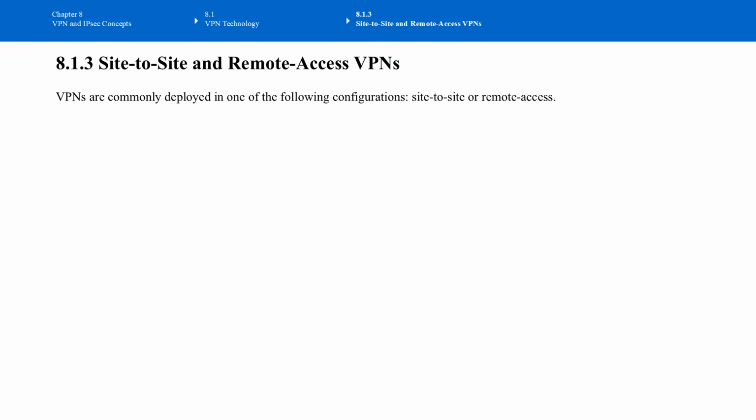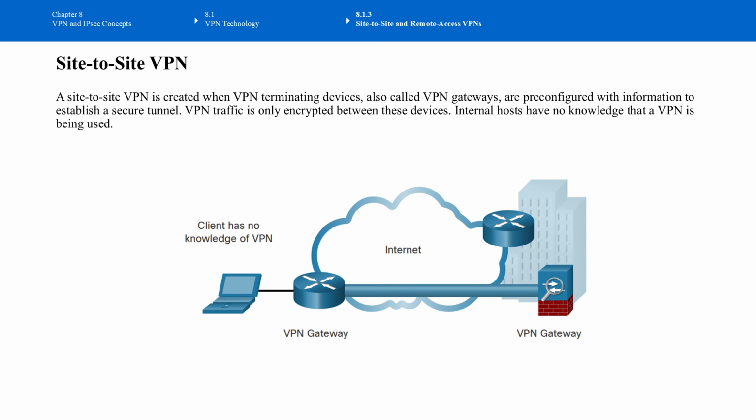Organizations typically deploy VPNs in one of two configurations: the site-to-site VPN and the remote access VPN. Both provide secure communication over the internet, but they serve different purposes. One of the most important and common VPN deployments is the site-to-site VPN. A site-to-site VPN securely connects entire networks over the public internet. Instead of individual users establishing VPN connections, the VPN gateways at each side automatically create a secure tunnel.